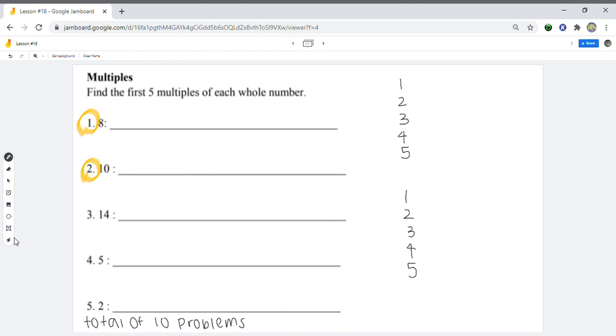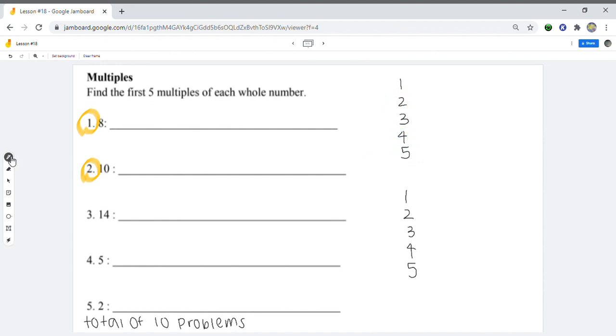Okay, now let's go over multiples. This is very easy, so I'm just going to go over this quickly. It says find the first 5 multiples of each whole number. So a multiple is where you're just multiplying this number by each whole number. It says first 5. So the first 5 whole numbers are 1, 2, 3, 4, 5.